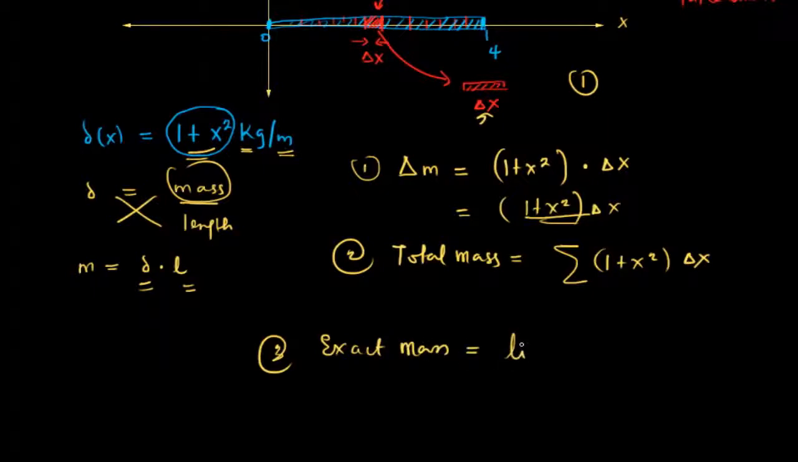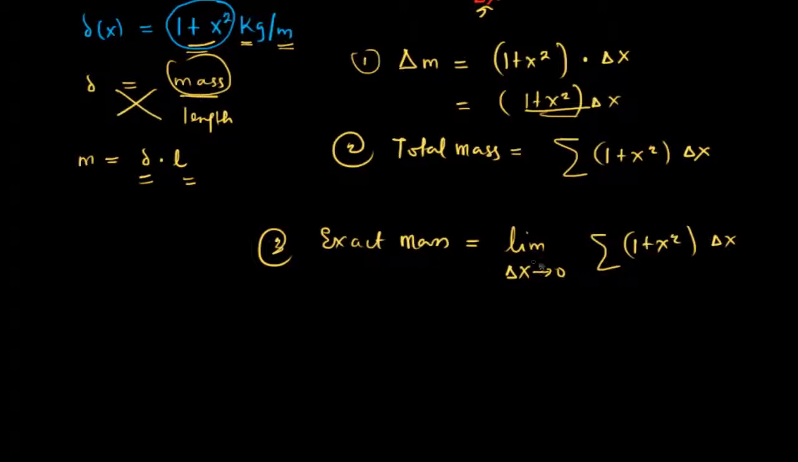It's just going to be the limit as the change in x tends to 0 of the whole total mass. That's 1 plus x squared multiplied by delta x. Now whenever you take limits for a sum, two things change. The first thing that changes is the sum, and the next is delta x. So in other words, the limit as delta x tends to 0 is just going to be the integral. So the sum here has changed to an integral sign.